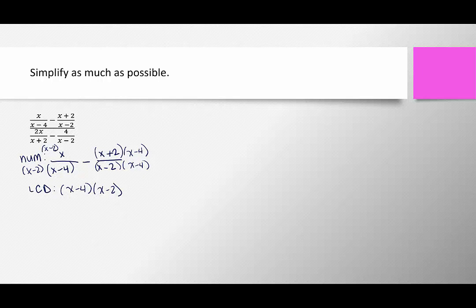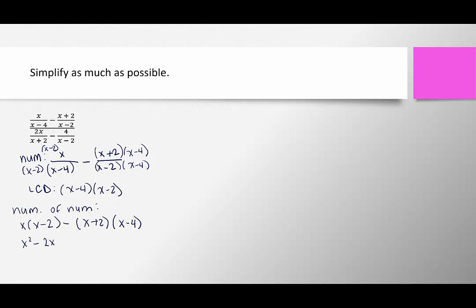Okay, so now I'm strictly going to focus on the numerator of the numerator, right? Because the denominator, we're just going to leave it as it is. We have the common terms, so we're all set. We just want to clean up this numerator as much as we can. We have x times x minus 2 minus x plus 2 times x minus 4. Distributing here, we get x squared minus 2x.